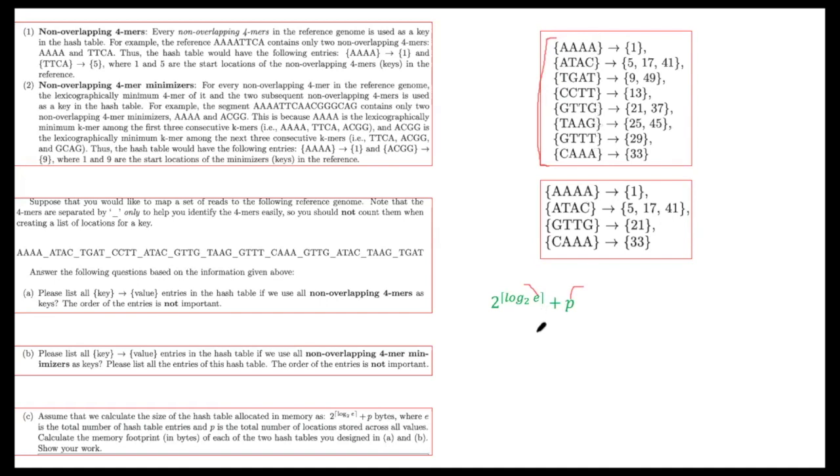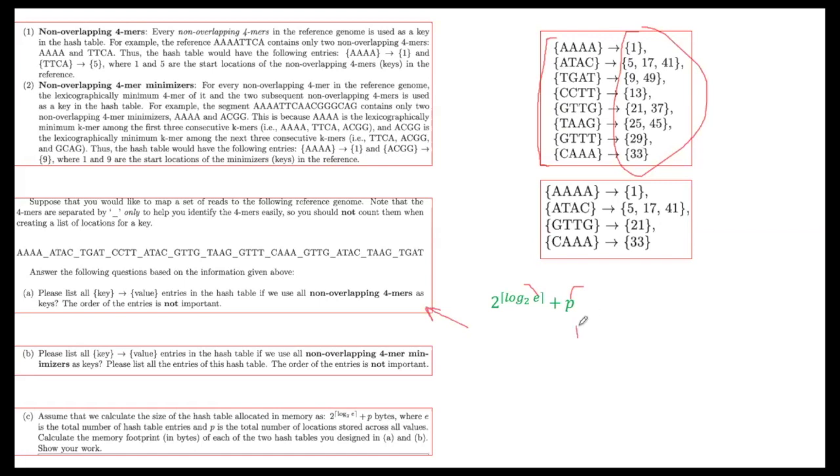So for A, to calculate the memory footprint for the first method, which is A here, we need to substitute E with 8 and P with the number of locations stored in the second column here. How many locations do we have? So 1, 2, 3, 4, 5, 6, 7, 8, 9, 10, 11, 12, 13.